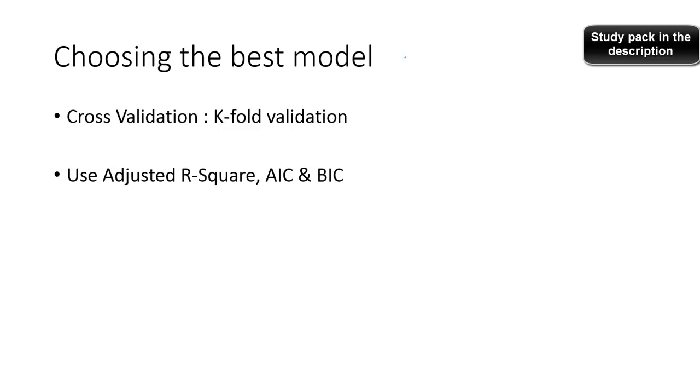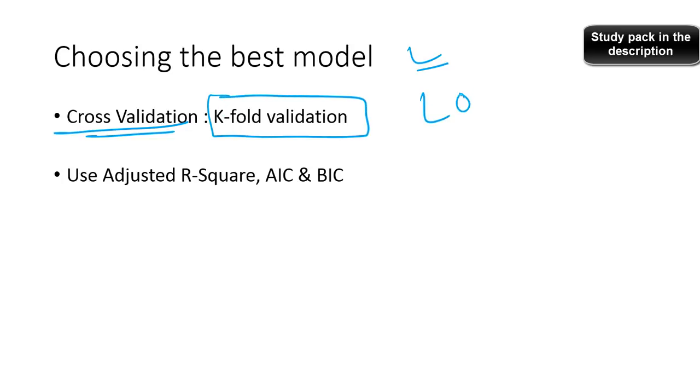How do you choose the best model? Now we have gone through several such steps of selecting variables, right? How do you choose the best one of them? Cross validation, right? And there are several of them. You can use K-fold, you can use leave one out cross validation, you can use bootstrapping as well.